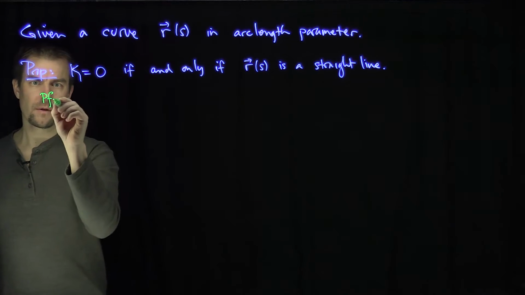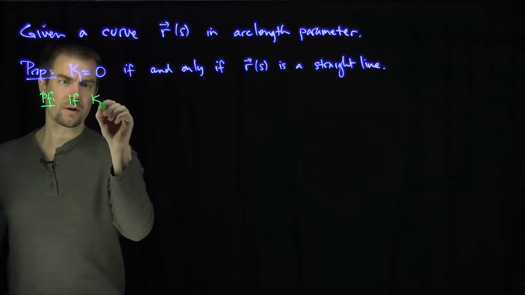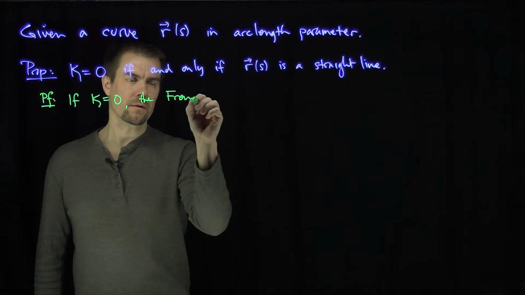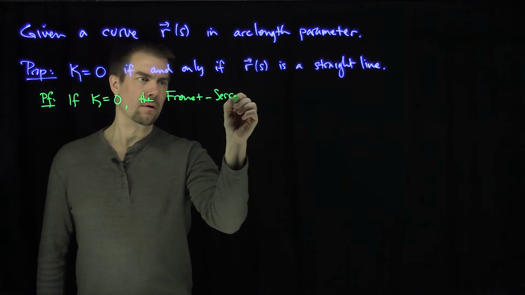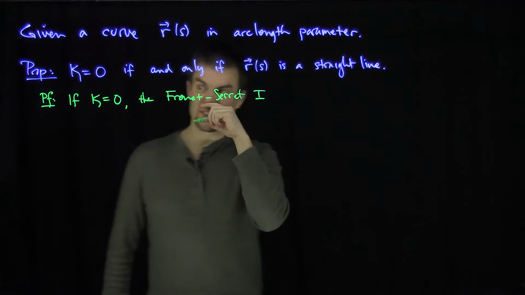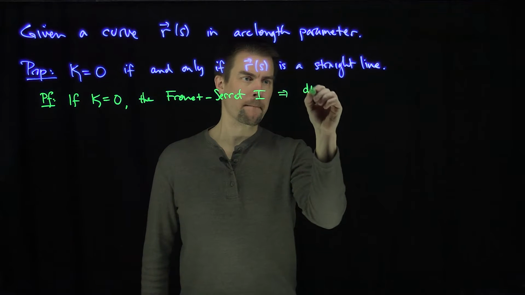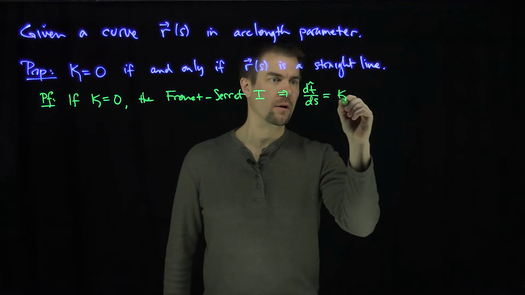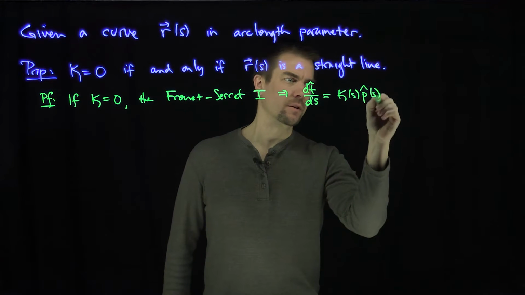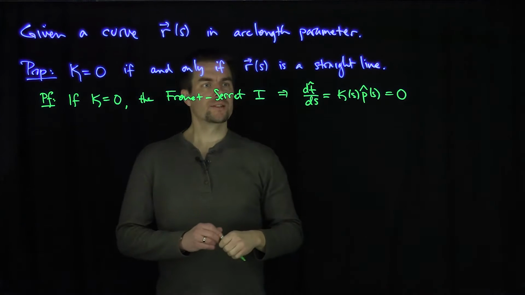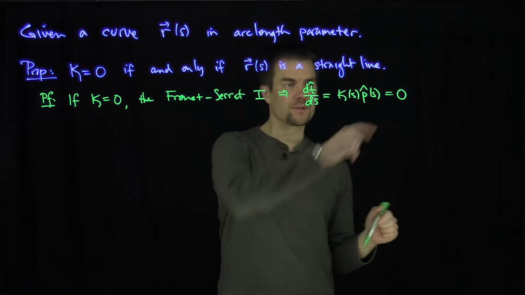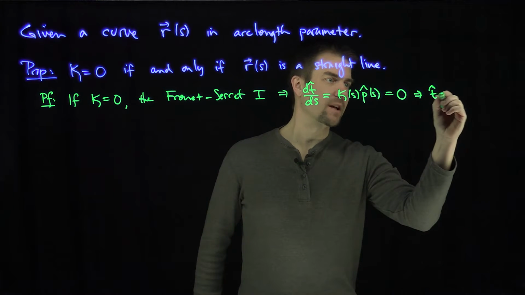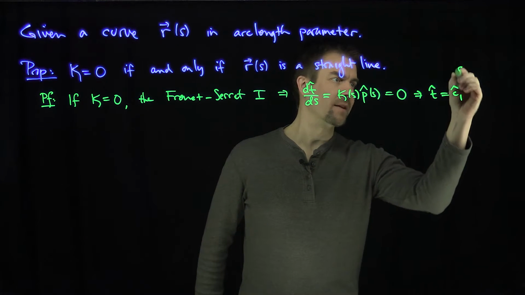Proof, if the curvature is equal to zero, then Frenet-Serret number one implies that dT/ds, which is curvature of S times N hat of S, is equal to zero, which says that the derivative of the unit tangent vector is zero, which says that the unit tangent vector is a constant vector. This implies that T hat is a constant vector c1 hat, and that's constant.